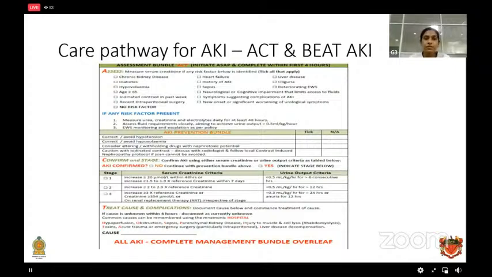So first, it says assess. So you had to tick whatever risk factors the patient is having. Then C is confirm and staging. You are alarmed that the patient is having a lot of risk factors, then you are going to confirm it with the creatinine value and urine output. And then T is treat the cause and complications. So that's what I highlight. So you have to do that.